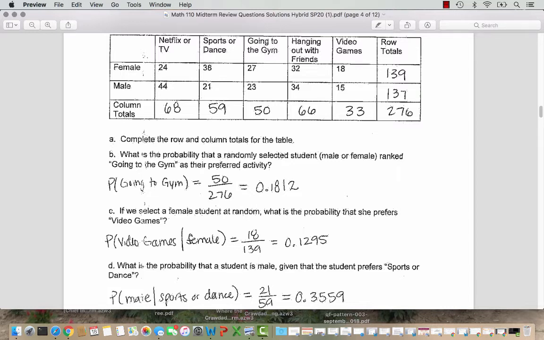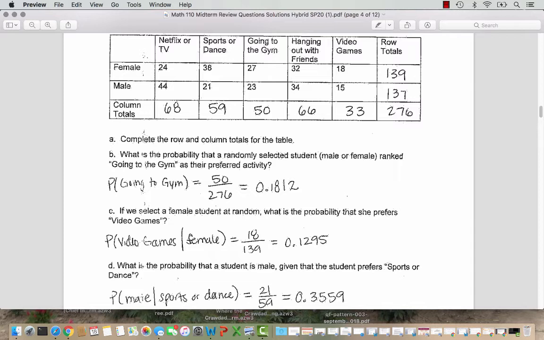So the second part, the line, which restricts to the females, corresponds to the denominator, which is 139, which is the row total for females. And then I'm just looking at the female row for my calculations. I'm not incorporating any of the numbers from the males. And so we see 18 females like video games. So this calculation is 18 out of 139. You can leave it as a fraction or convert to decimal, which would be 0.1295. Your choice.